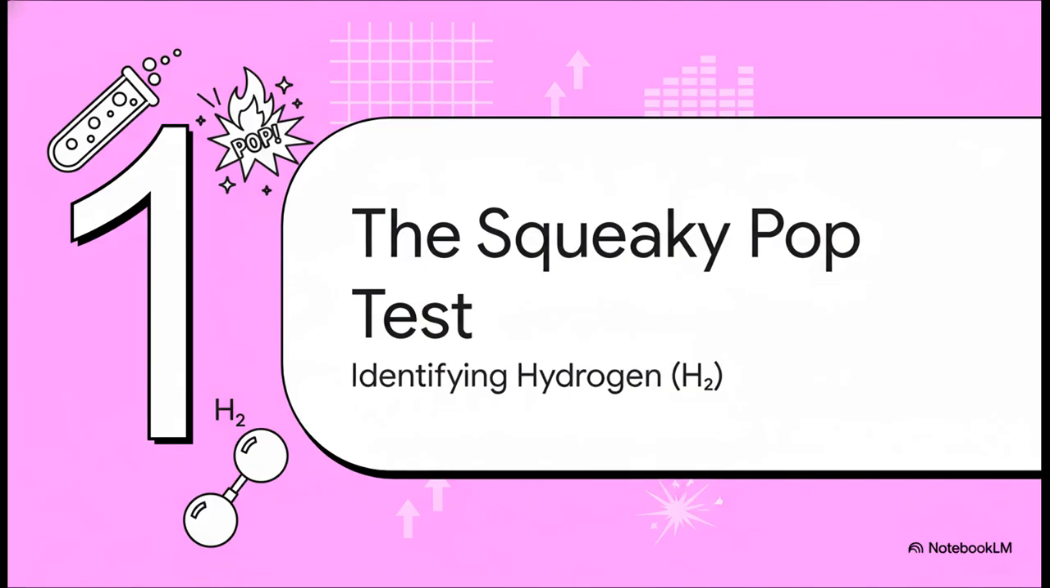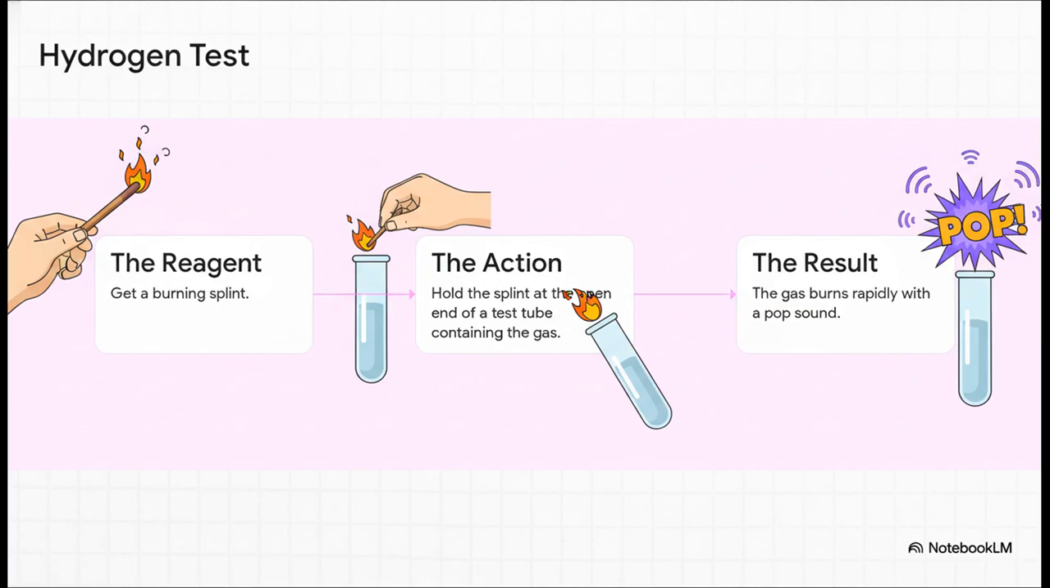First up, the big one, the classic, the test for hydrogen gas. Honestly, this is probably the most famous test in all of school chemistry, so you'll definitely see it pop up. The actual method couldn't be simpler. All you need is a lit wooden splint. You take that flame, you put it right at the mouth of the test tube, and then you just listen.